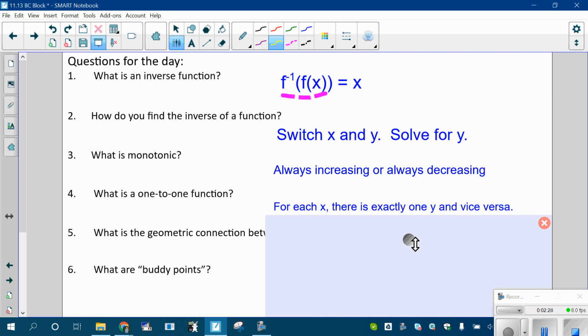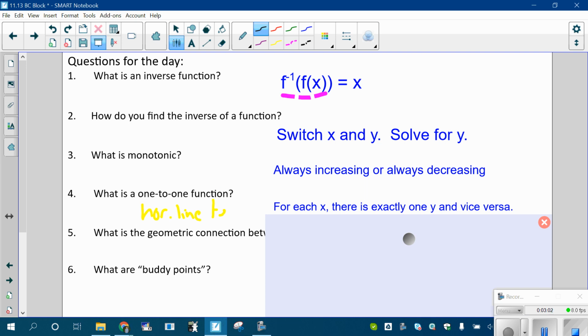It means for each x, there is only one y. It's different than what it means to be a function. For a function, each x only has one y. For 1 to 1, each x, there's exactly only one y, and vice versa. Meaning, for each y, there's only one x. Not all functions are 1 to 1. 1 to 1 really means it passes the horizontal line test.